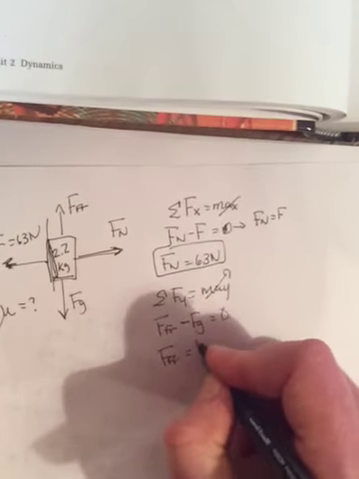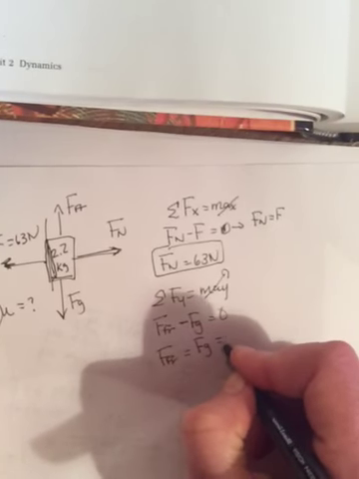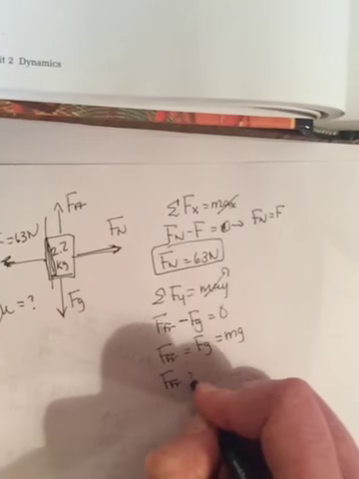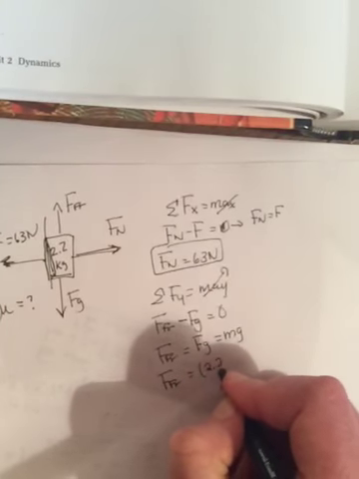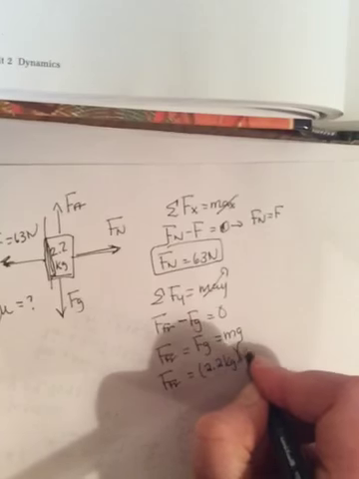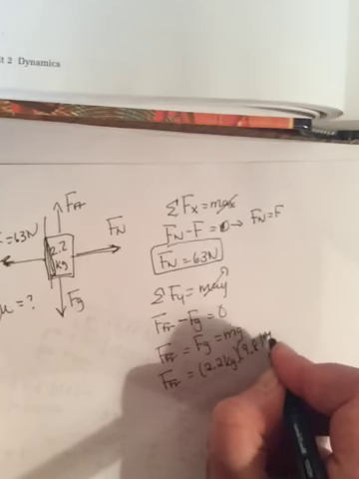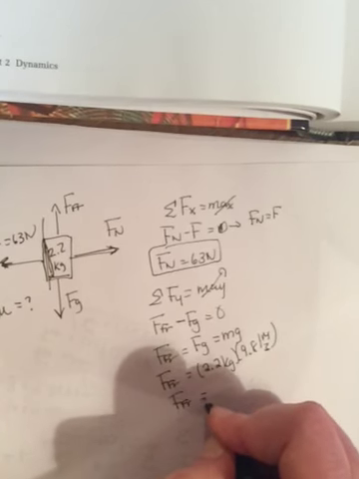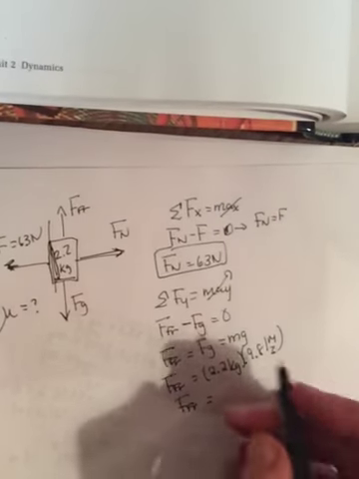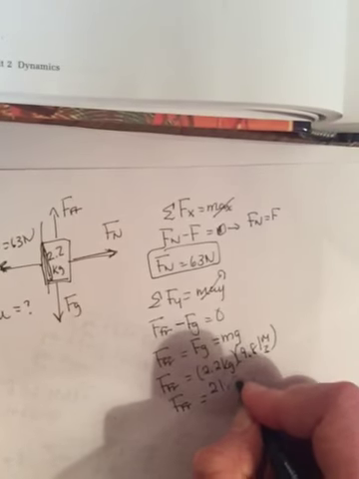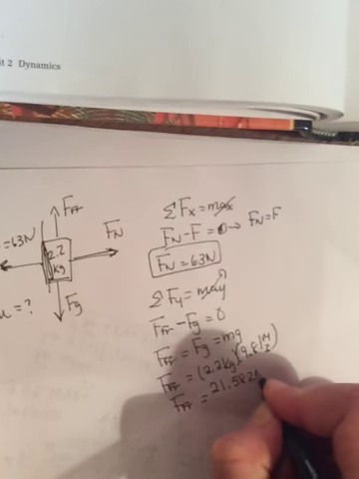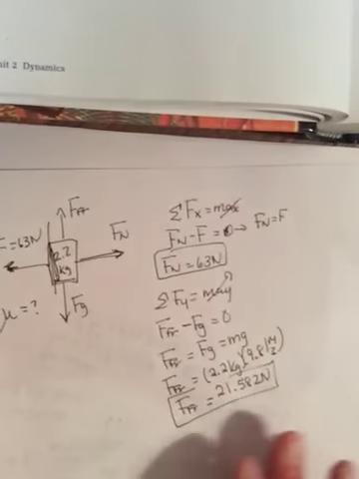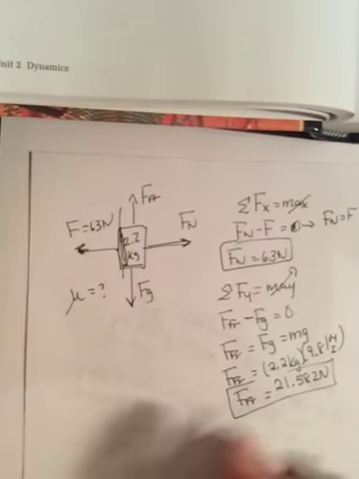So take Fg to the other side, and of course Fg is equal to mg. That means friction is equal to 2.2 kilograms times 9.81 meters per second squared. So friction is equal to 21.582 newtons. It doesn't matter which order you did these two in, but you need to sum the forces in the x and sum the forces in the y.